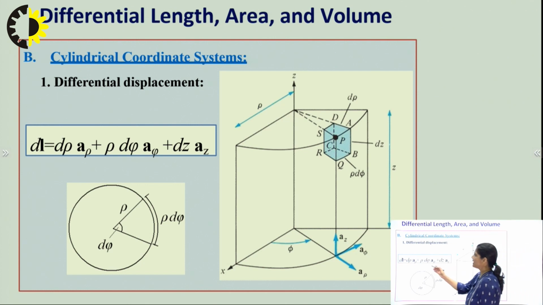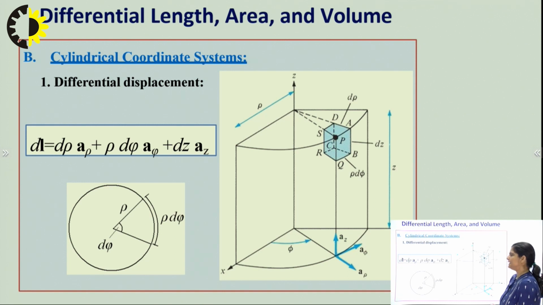So here you can write down the differential displacement or differential length. That is represented as d rho, unit vector of rho, plus rho d phi, unit vector of phi, plus dz, unit vector of z. We have already discussed in the previous slides how we can derive this dl.